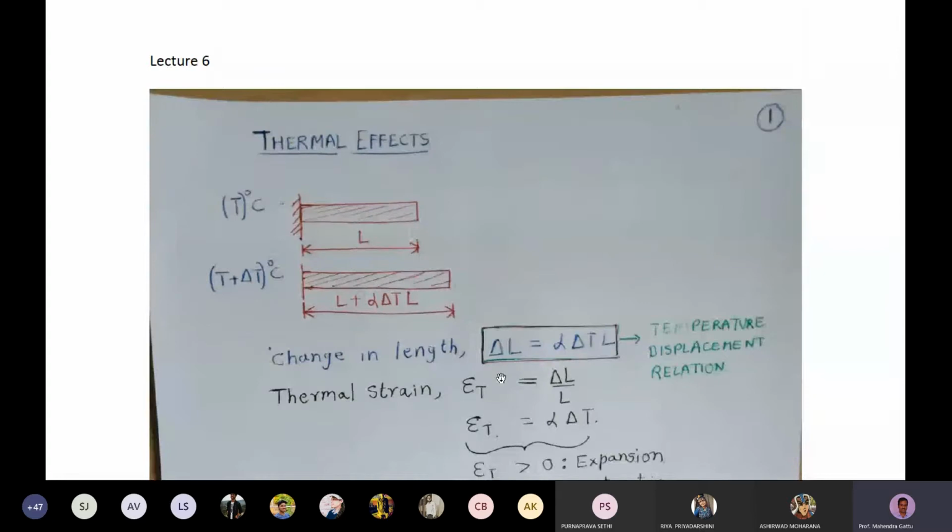So in today's class, we'll be discussing the temperature effects on the behavior of materials. In the last class we analyzed some statically indeterminate structures. We learned how to apply equilibrium equations, force displacement relations, and also displacement compatibility equations. We analyzed a prismatic bar which is fixed at both ends, and an intermediate load was acting.